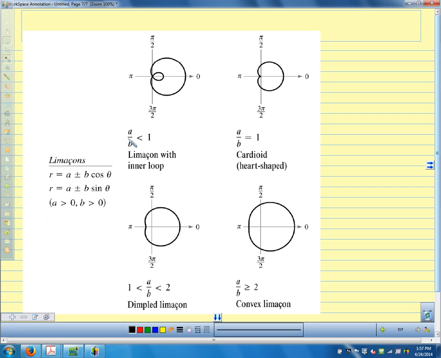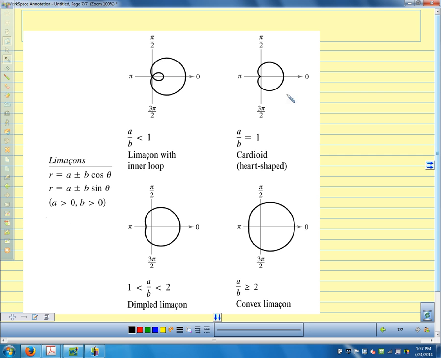Depending on their relative sizes, you get a loop, you get a dimple, or you get just a straight side. So anytime you have an equation with A plus or minus B cosine theta, you're going to get a limaçon. It's going to have polar axis symmetry, so this would be a cosine limaçon. If you have A plus or minus B sine theta, you get a limaçon that's going to have pi over 2 symmetry.